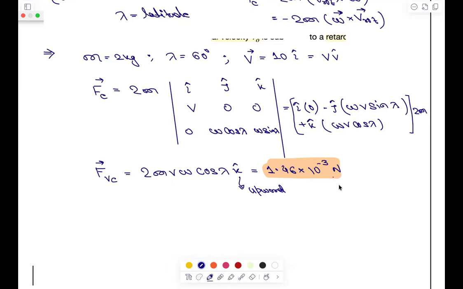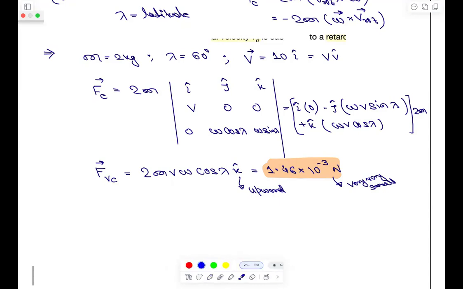And this value is very small, and that's why the Coriolis force doesn't make sense for small objects. It is mainly for heavier masses like air mass, which you study in geography, and river systems. When you have a large mass, its value is significant. Otherwise, this force is very insignificant.